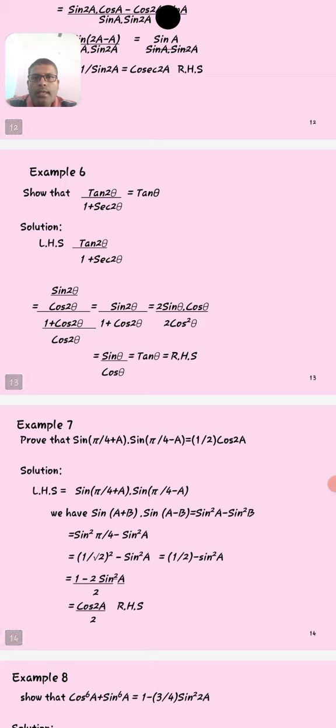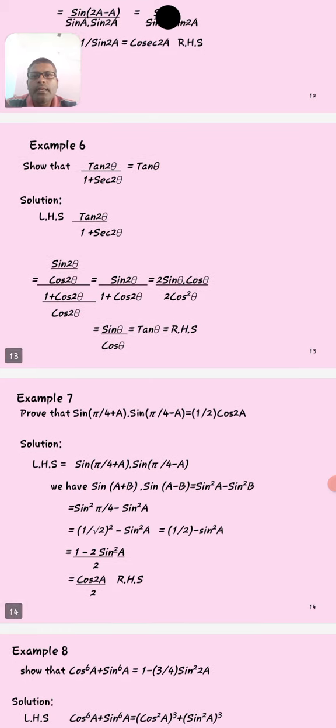Now we see the example number 6. Show that tan 2 theta divided by 1 plus secant 2 theta is equal to tan theta. Here LHS is tan 2 theta by 1 plus secant 2 theta. How to write the tan 2 theta? Sin 2 theta by cos 2 theta divided by 1 plus 1 by cos 2 theta. Now we can do the LCM, we get sin 2 theta by cos 2 theta divided by 1 plus cos 2 theta by cos 2 theta. Here denominator part cos 2 theta cancel, we get sin 2 theta by 1 plus cos 2 theta.